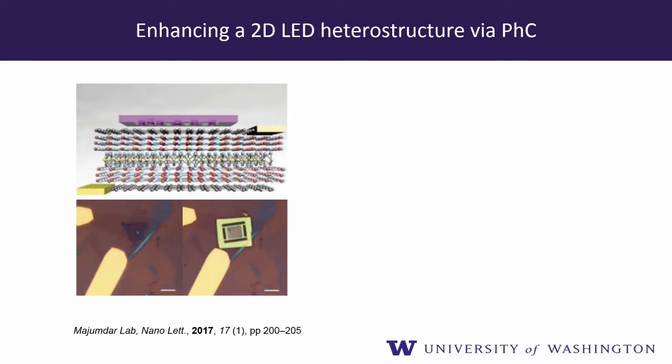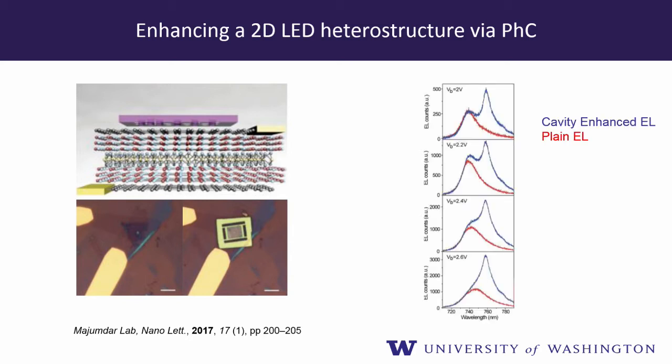To get better enhancement, we put an optical cavity on top, and this is what we saw when we pumped it. The blue curve is the improved curve, and the red curve is just the old EL signature. By pumping harder and harder, we were able to get better and better efficiencies. Hopefully we'll be able to implement this in silicon nitride as well, and perhaps see electrically pumped lasing.